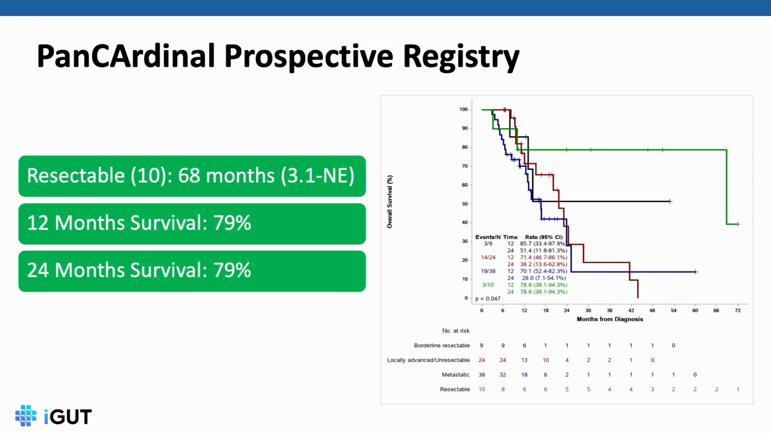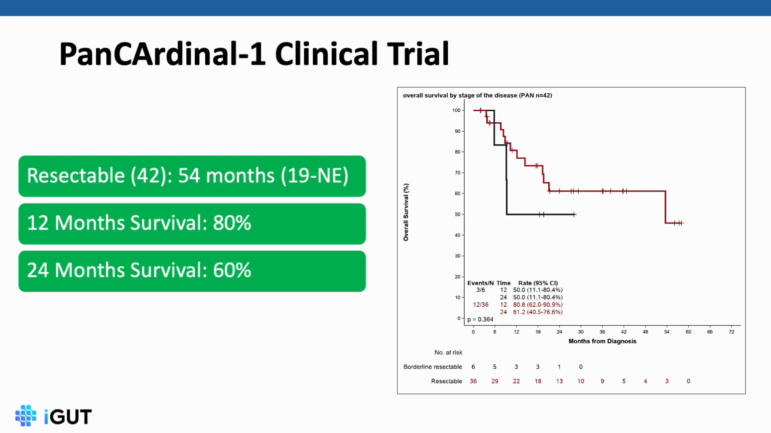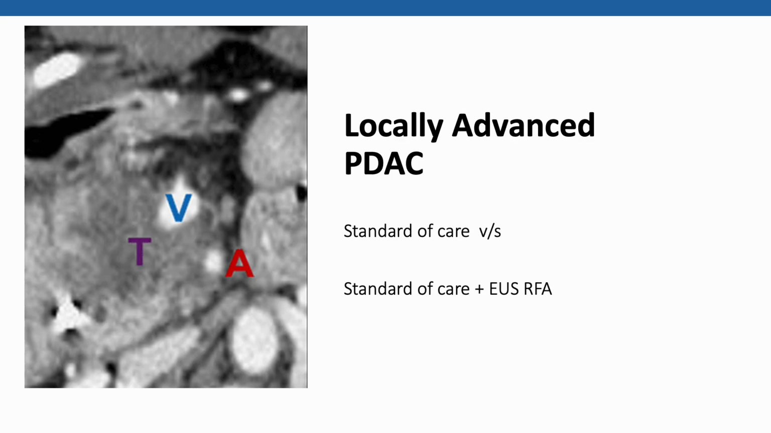And what we are seeing in the prospective registry, we had 10 patients that were treated with EUS RFA, and current median survival in that group we are tracking at 68 months. 12-month survival probability is about 80%. Same with the Pan-Cardinal 1 trial. So the first 10 patients I showed were from the prospective registry. They were still resectable, but did not meet inclusion criteria because they came to us late, in the 3rd or 4th week, so they already had chemotherapy, so I had to put them in the prospective registry. Now in the Pan-Cardinal trial, these are the 42 patients, and again, survival is currently tracking at 54 months, 12-month survival probability about 80%.